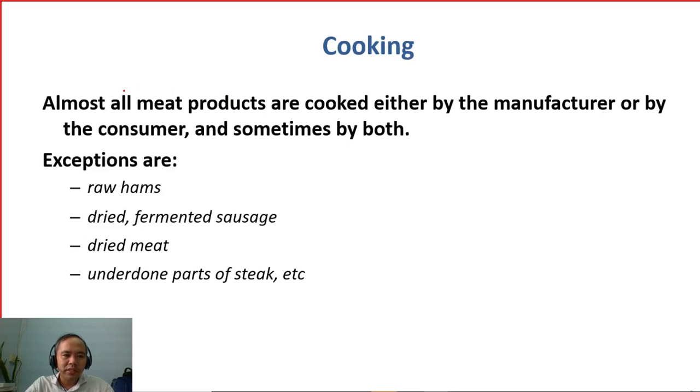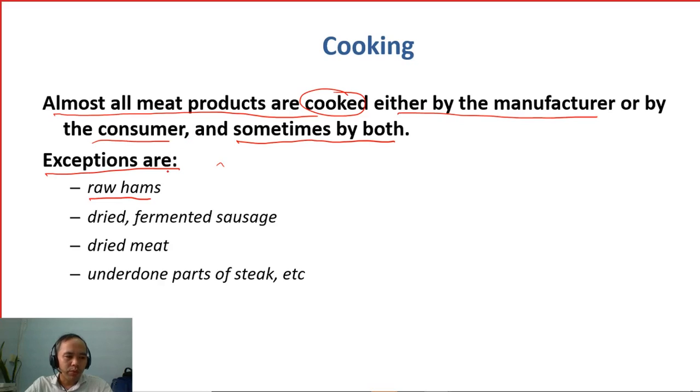Some introduction first. Almost all meat products are cooked either by the manufacturer or by the consumer who buys the product and cooks at home, or sometimes by both. The manufacturer pre-cooks and at home the consumer cooks again before consumption. But there are also some exceptions where meat products are not cooked before eating. For example, the hams that we will discuss in chapter 15, and dry fermented sausage, which is not cooked.